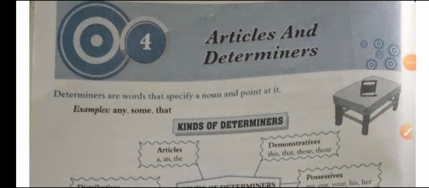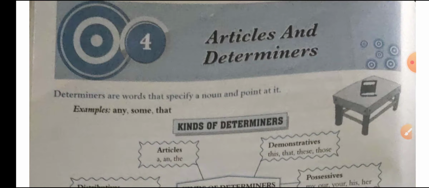Today in this video, we will do exercises of chapter number 4 grammar, Cordova Learning Series 8 for class 8th. And the name of the chapter is Articles and Determiners. So dear kids, these articles are also part of determiners, right?